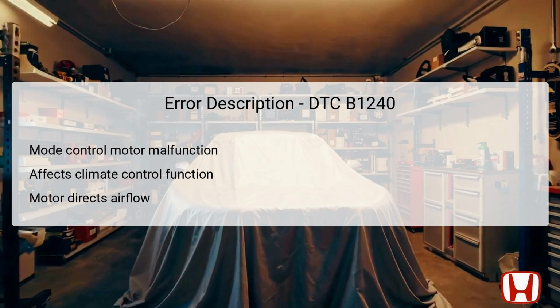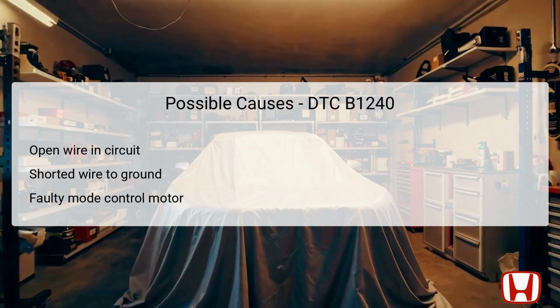Additionally, this error may cause certain heating and cooling functions to become inoperative, necessitating diagnosis and repair to restore full climate control capabilities. The potential causes for DTC B1240 can be classified into several categories. An open wire in the circuit may disrupt continuity, leading to a failure in communication between the climate control unit and the mode control motor.